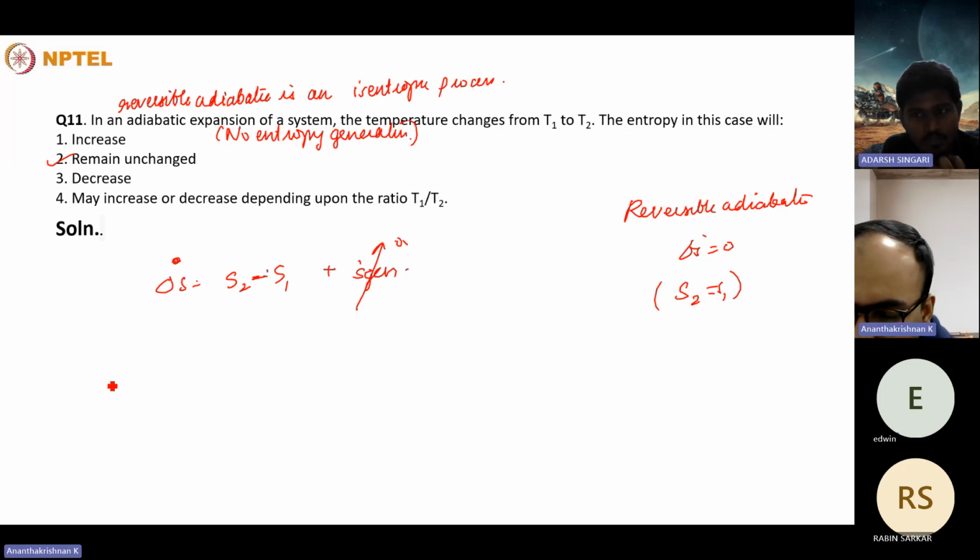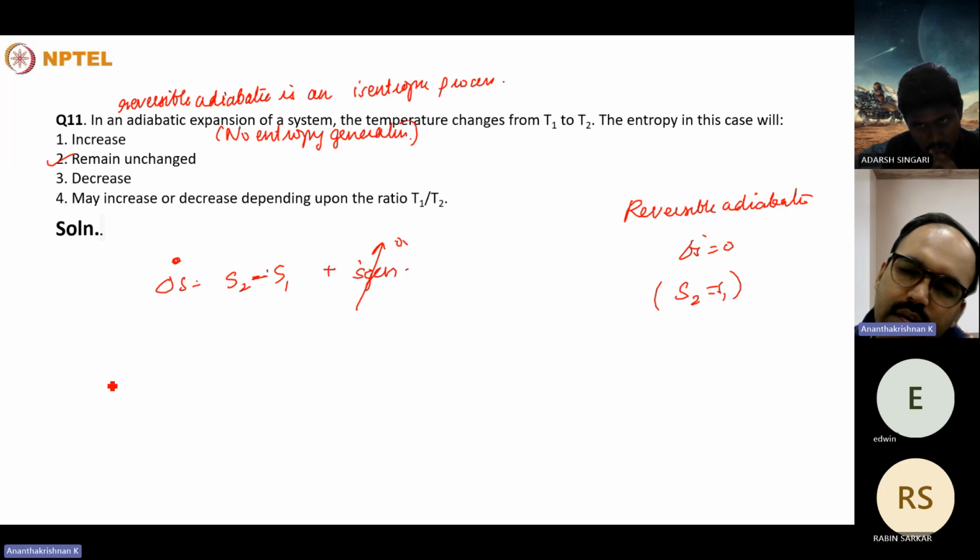But for liquids, you can straight away write, it's incompressible, right? We can express it in terms of temperature or pressure. So it will be m into Cp into ln of T2 by T1, right? So that formula you can straight away take.